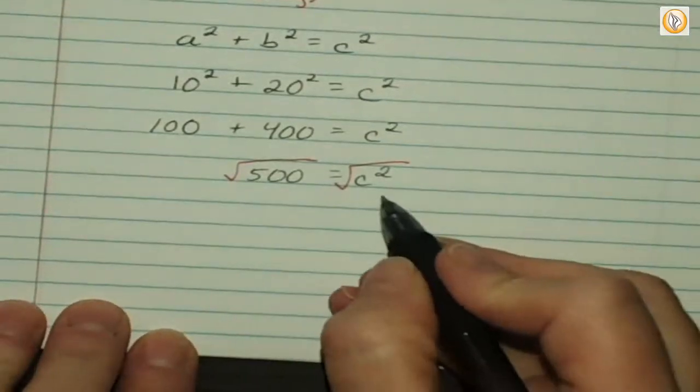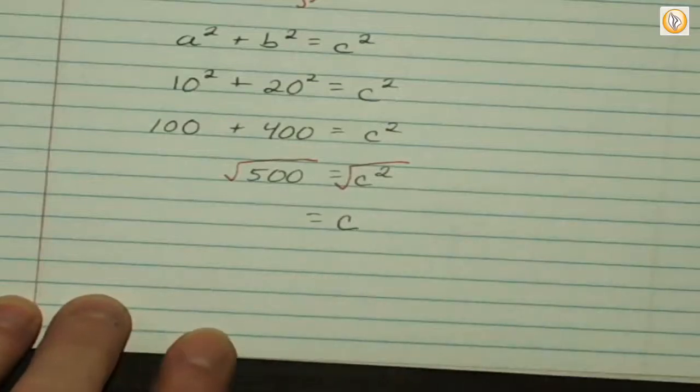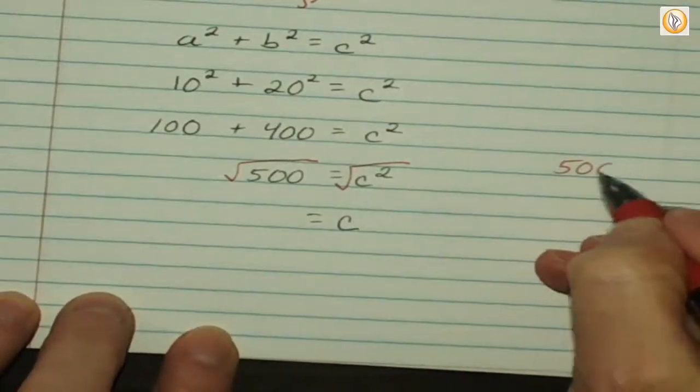The square root of C squared is just C. Over here, we're going to do our factor tree.